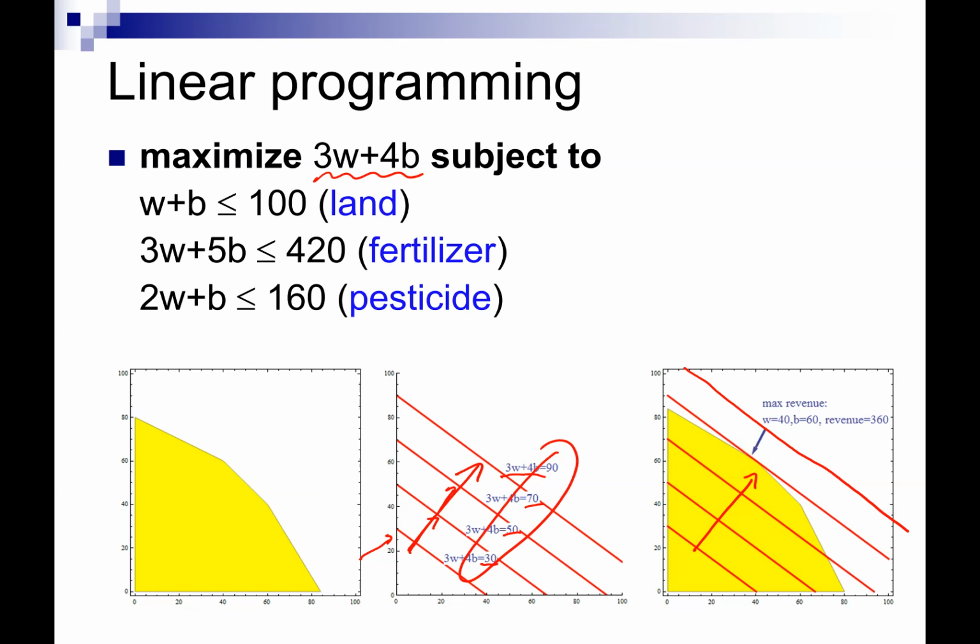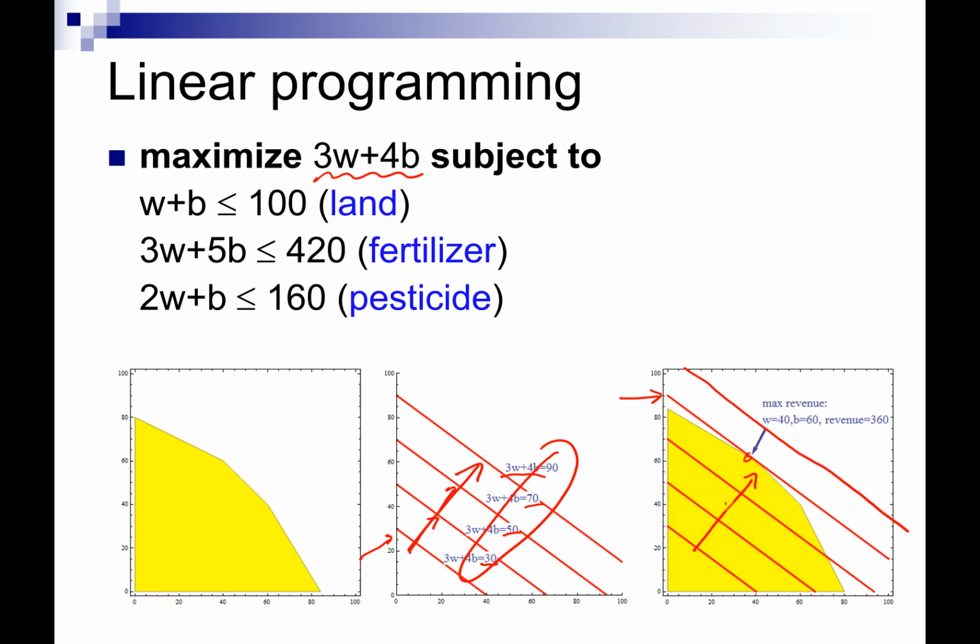So then you see that the farthest you can actually push this line is to this one over here. And when you push it up to that point, you're going to find that this line intersects this yellow region at a point where W equals 40 and B equals 60. When this happens, your revenue is actually going to be 360. And at this point, it intersects the yellow region, so it satisfies all these constraints.